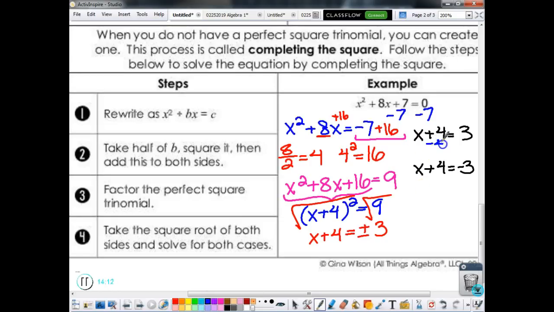Alright, so I have to subtract by 4 on both of them. So x equals, what's 3 minus 4? Negative 1. And then negative 3 minus 4, negative 7. So those are my two solutions, negative 1 and negative 7.